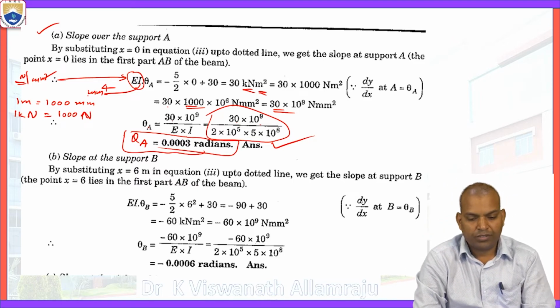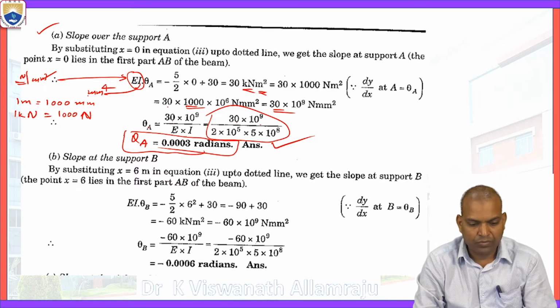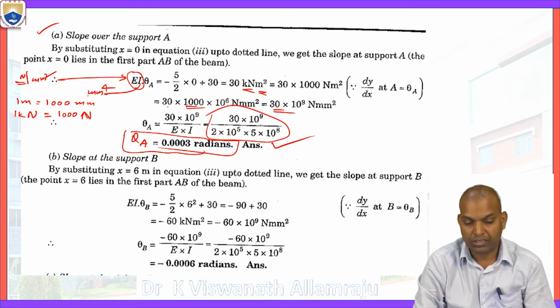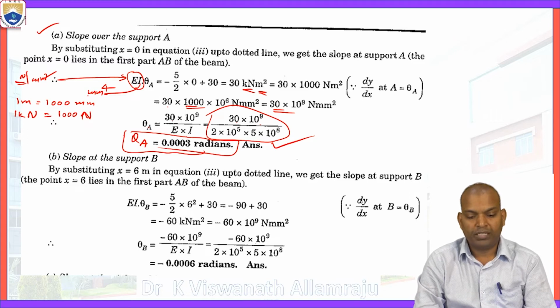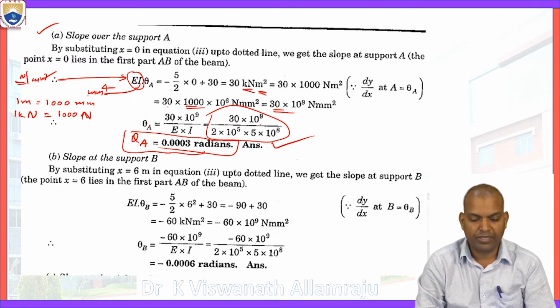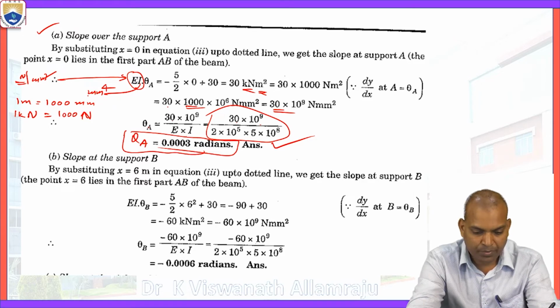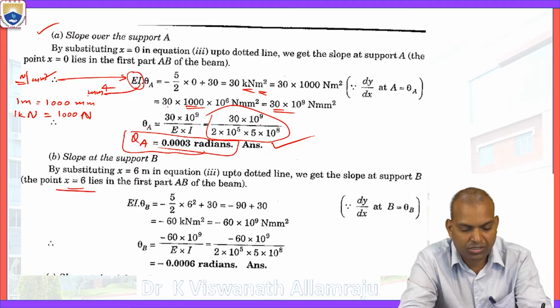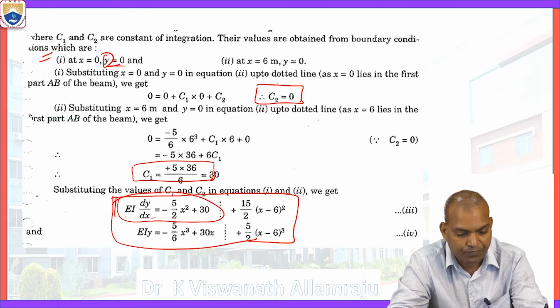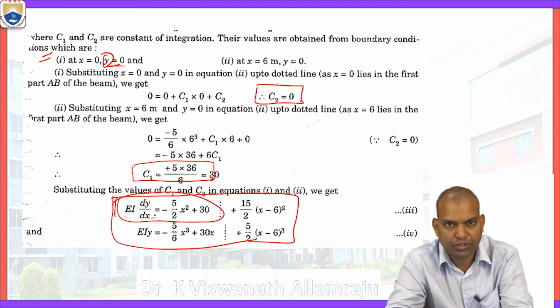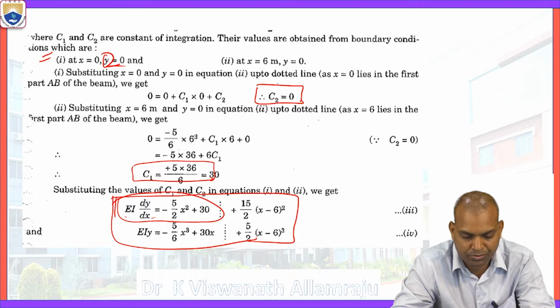Okay, that is 0.003 radians. And next, we have to find the slope at the support B. Slope at support B means again consider x equal to 6 meters. Substitute in the slope equation here, the first portion, AP, related to the first portion, and AC means first and second portions completely, we have to substitute.